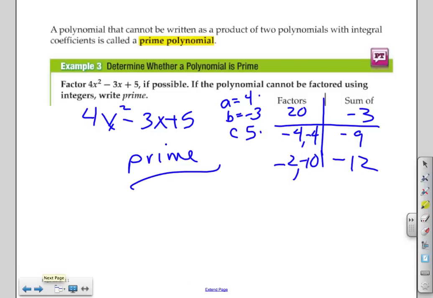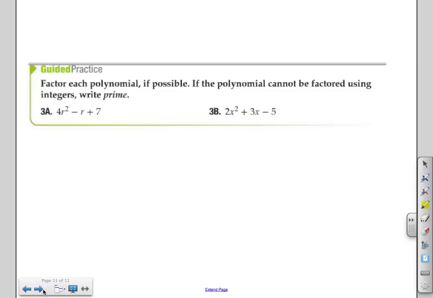All right. Here are a couple practice problems for you guys. And that is it. That is our last slide.